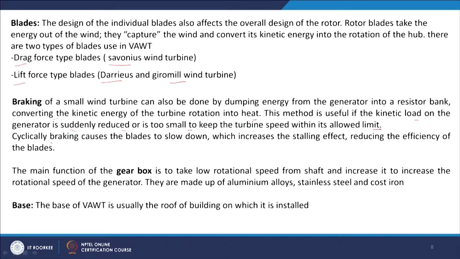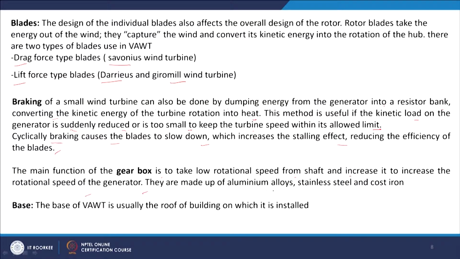Cyclic braking causes the blades to slow down, which increases the stalling effect, reducing the efficiency of the blades. So this is the role of the braking, and cyclic braking is also not desirable. And the gearbox, to control the speed of the shaft: the main function of the gearbox is to take low rotational speed from the shaft and increase it to increase the rotational speed of the generator.